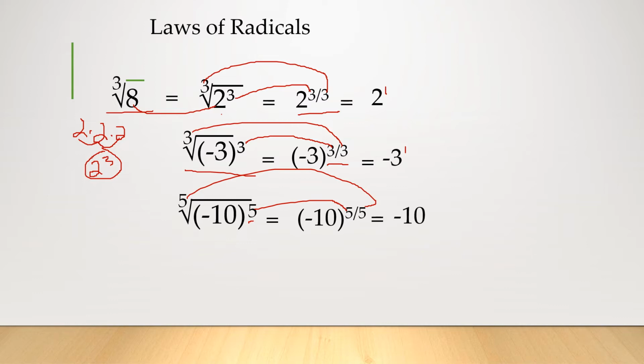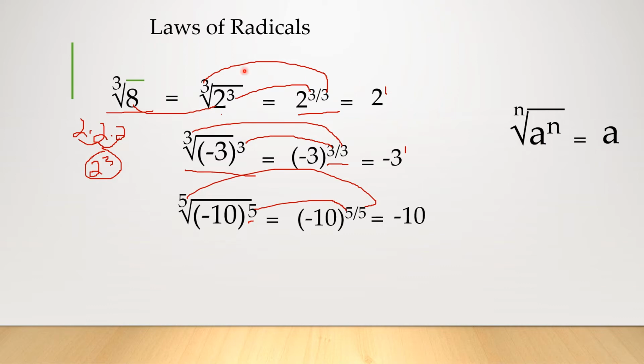Now, you look at the answers. This is 2, which is simply the base here in the radicand. Negative 3, this is the base here in the radicand, and negative 10, that is the base here in the radicand. In general, if we have the nth root of a raised to n, wherein the index and the exponent here are the same number, that is equal to simply the base, or a, here.